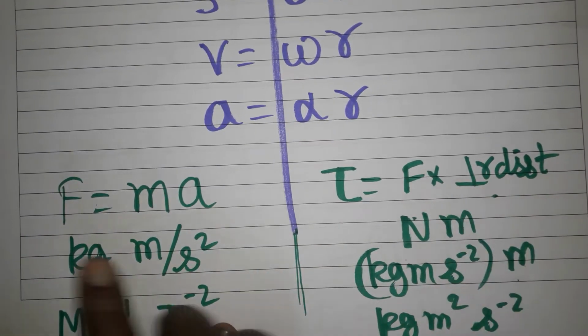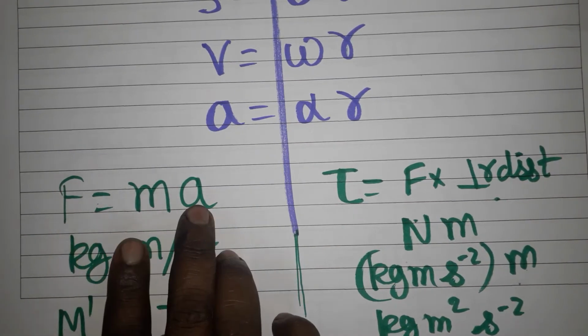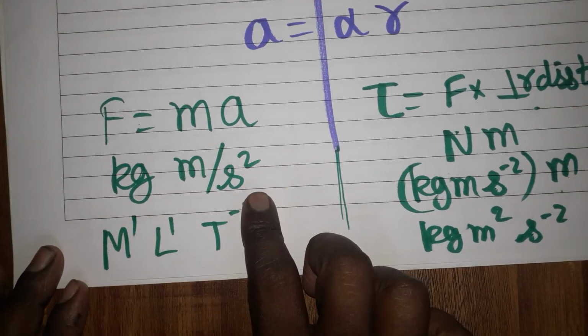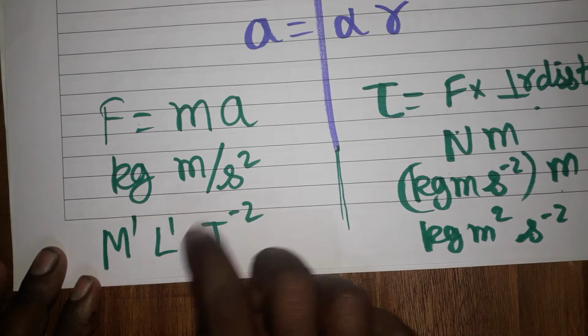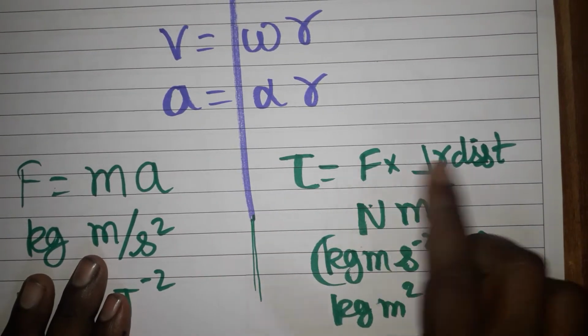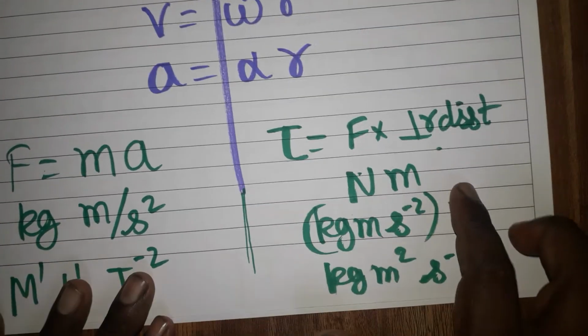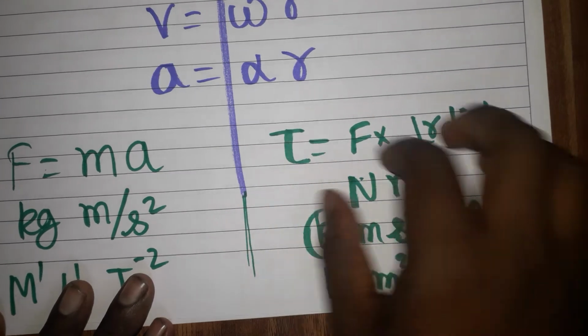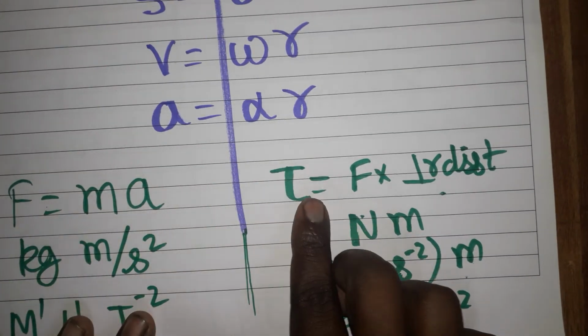In linear motion, force is equal to mass into acceleration. Mass is kg, acceleration is meter second minus 2. M power 1, L power 1, T power minus 2 is the dimensional formula. Same in rotation motion, torque is force into perpendicular distance, Newton meter, Newton is kg meter second minus 2 into meter, kg meter square second minus 2. So in linear motion we have force, in rotation motion we have torque.